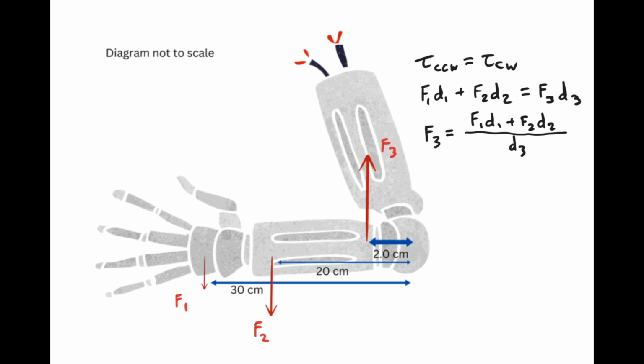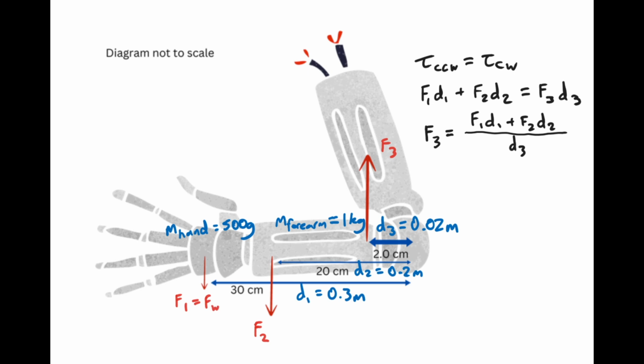Before we substitute the numbers, we should convert the values into the correct units. d1 is 30 centimeters. To convert into meters, we replace the centi prefix with 10 to the power of negative 2. So d1 equals 0.3 meters. d2 is 20 centimeters, so it becomes 0.2 meters. d3 is 2 centimeters, so it becomes 0.02 meters. The mass of the hand is 500 grams, and we need to convert into kilograms. To add the kilo prefix, we divide by 10 to the power of 3, which gives us 0.5 kilograms.